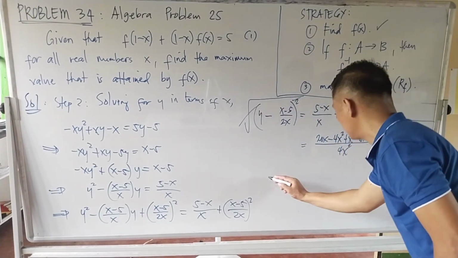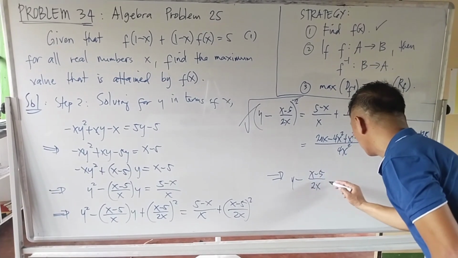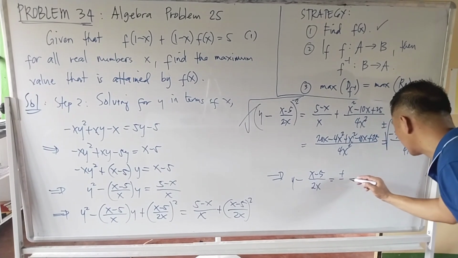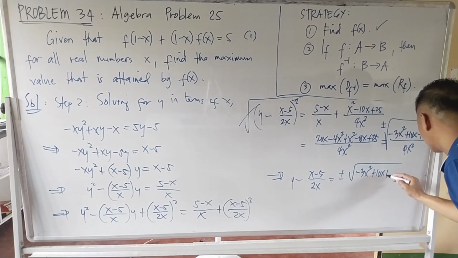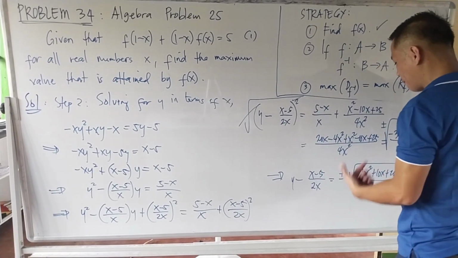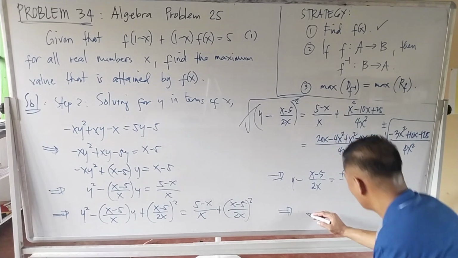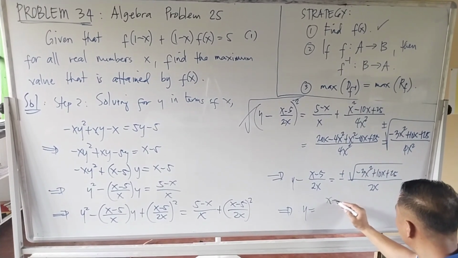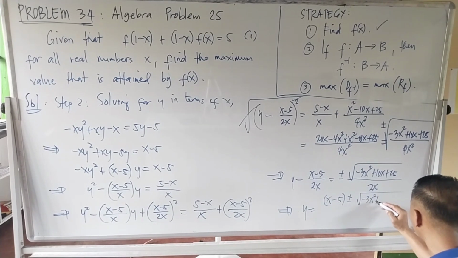So we now have y minus (x minus 5) over 2x equal to plus or minus the square root of negative 3x squared plus 10x plus 25 over the square root of 4x squared, which is just 2x. Then, by applying the addition property of equality, this equation becomes y is equal to x minus 5 plus or minus the square root of negative 3x squared plus 10x plus 25, all over 2x.